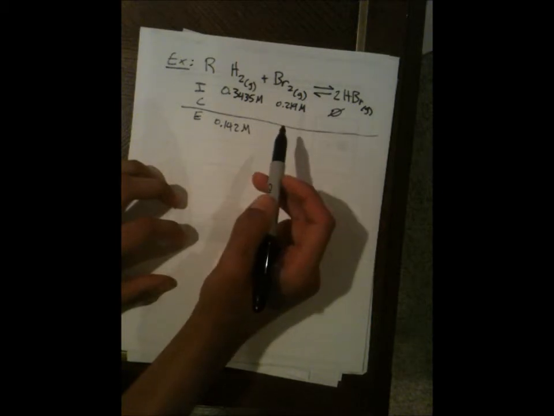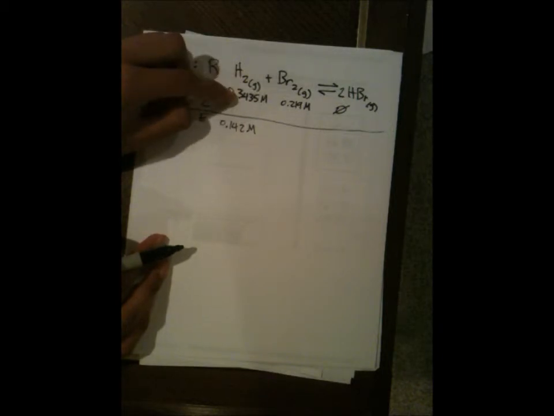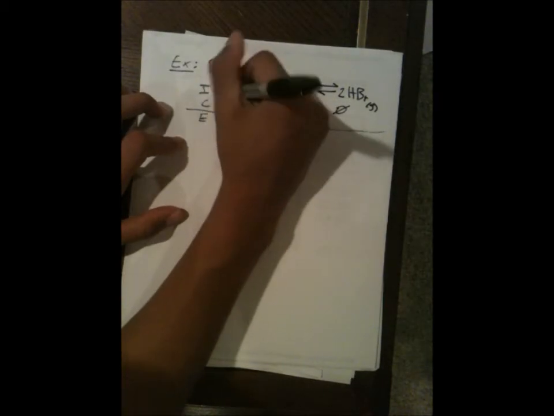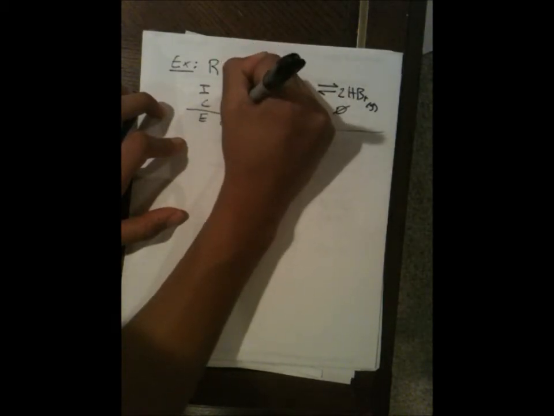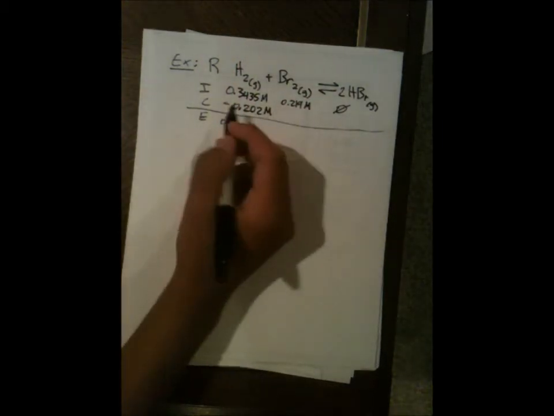So what you do is, okay, you have initial and equilibrium, which is kind of like the final. Think of it like the final, but it's not really. But think of it, this is change. So change must be the difference between these, right? So how do you get from 0.3 to 0.1? You obviously subtract. You end up subtracting 0.202 molar.